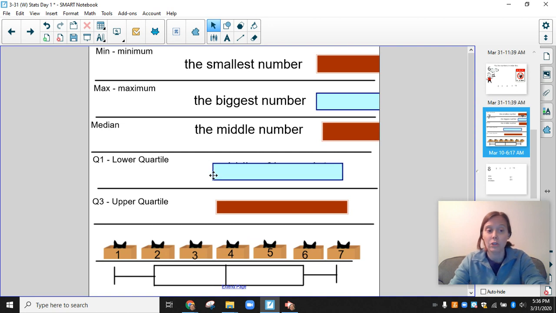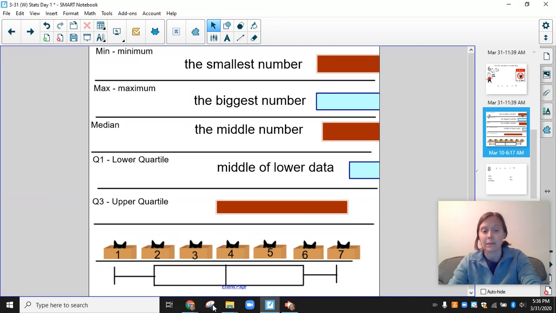And then our Q1, or the lower quartile, is the middle of the lower data. So we have our median in the middle, but then we want to find our median of the lower data as well. And so we ignore the 4. We don't even touch the median to find this. And so we go with the 1 and the 3. And then in between the 1 and the 3 is the 2. So that's our Q1, our lower quartile.